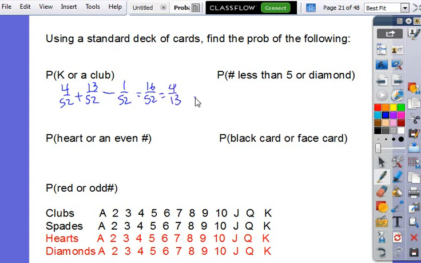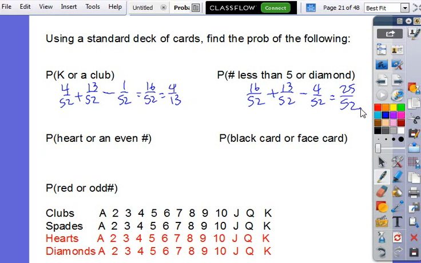Probability of a number less than 5 or a diamond. Can it happen at the same time? Yes. So it's overlapping, which means I've got to do the same process. How many are less than 5? There's 16. Or a diamond, there's 13 diamonds. How many are less than 5 and a diamond at the same time? 4. So that's 29 minus 4 is 25.